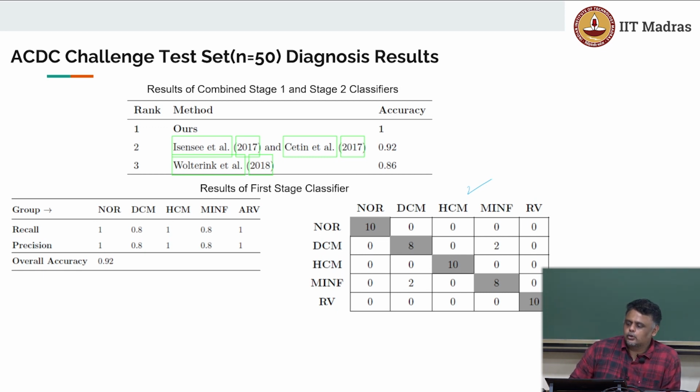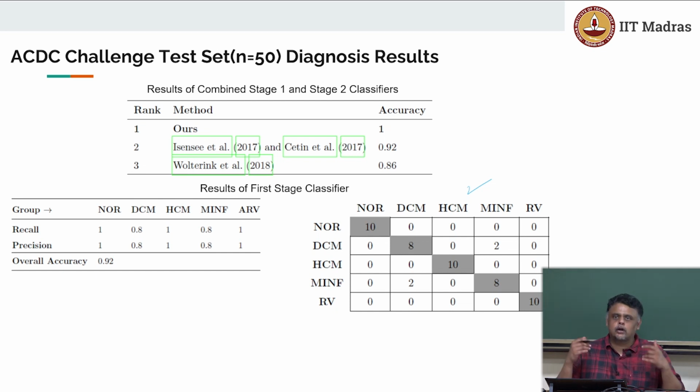An ideal confusion matrix should be diagonally dominant. In the sense, all the diagonal elements should be very high compared to the off-diagonal elements. It's usually a square matrix. So if you have 5 classes, or 10 classes, or n classes, the confusion matrix is n cross n. And what does it mean?